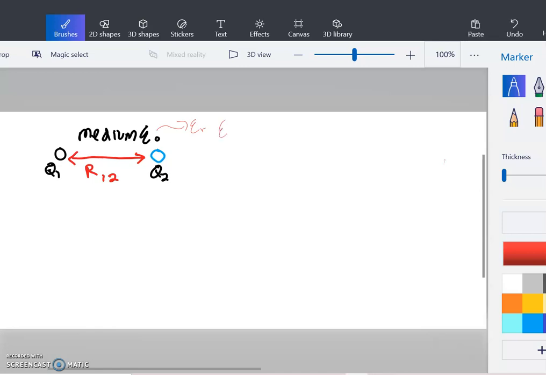This one is actually equal to 8.854 times 10 to the power of negative 12. The units you can find yourself. It is the electric constant, with units of meter to the power of minus 3, kilogram to the power of minus 1, second to the power of 4, ampere squared. Okay, now we proceed.